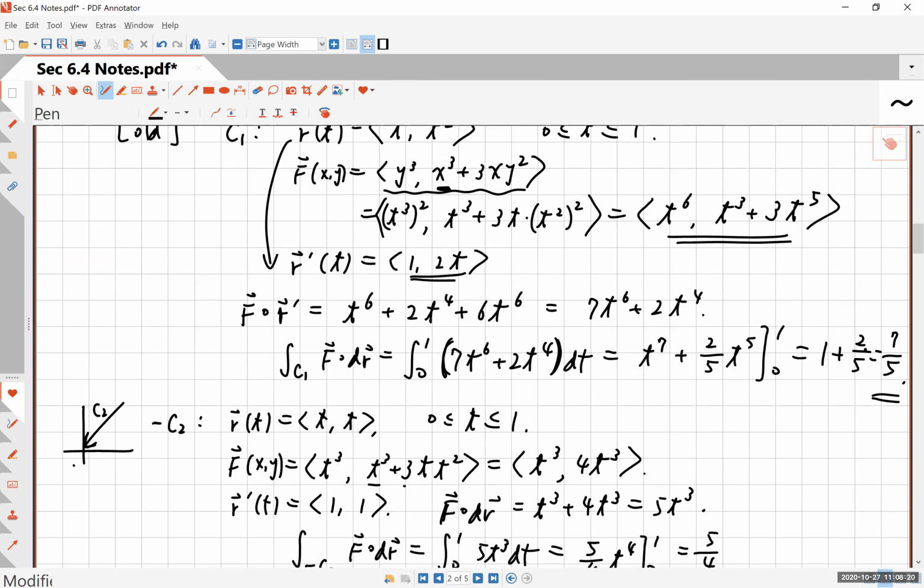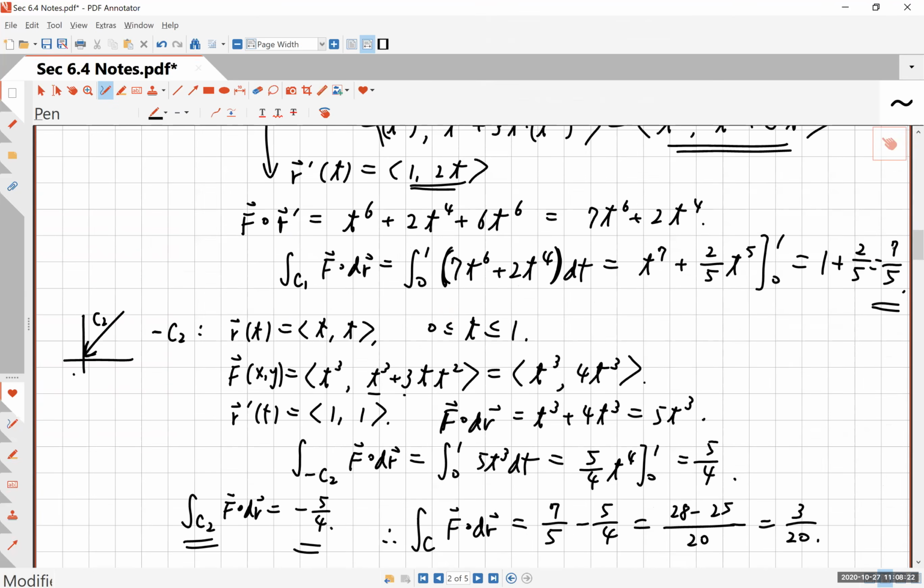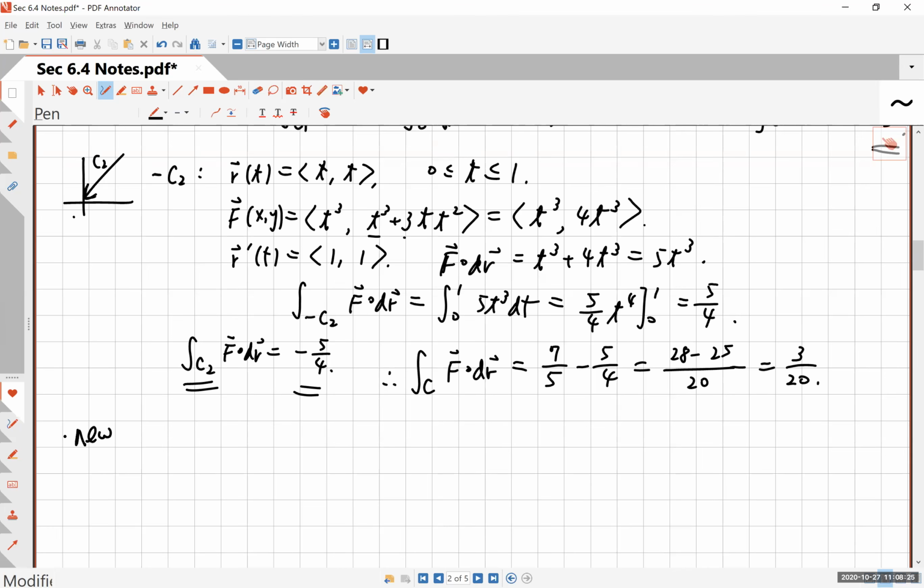The old way. Okay, you see, it took me more than half a page to do this, right? So here is the new way to do this, all right? And so this is the one that uses, of course, Green's theorem.